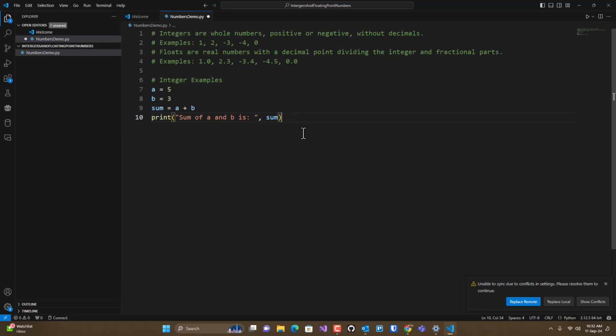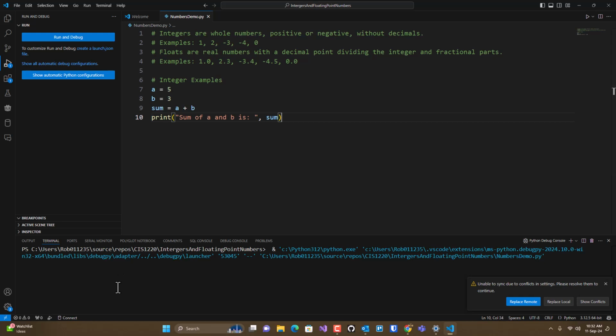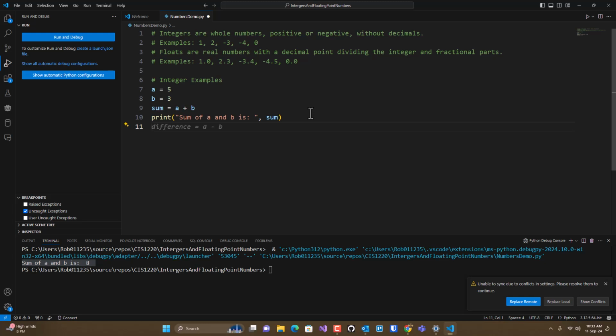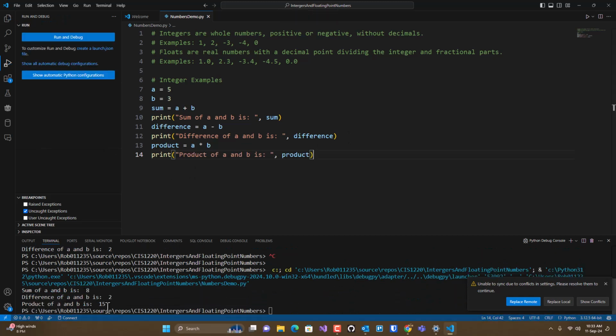So I'm going to put this in here and run this. I hit F5, and we'll see it appear down here. It tells us that the sum of 5 plus 3 is equal to 8. We can also do the difference. Now we have the sum is equal to 8, and the difference is equal to 5 minus 3, which is 2. And we can do multiplication. If we multiply A times B, we get 15.